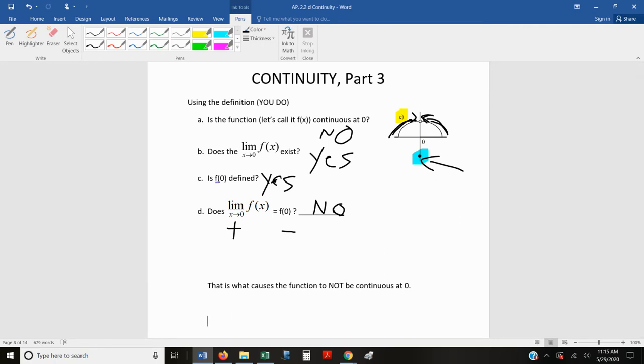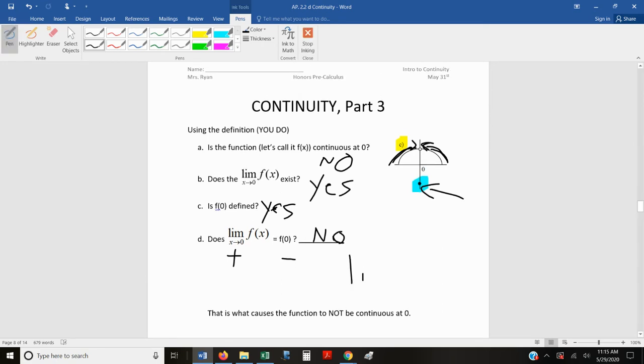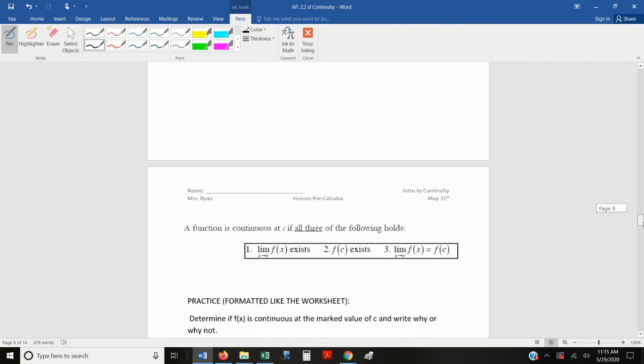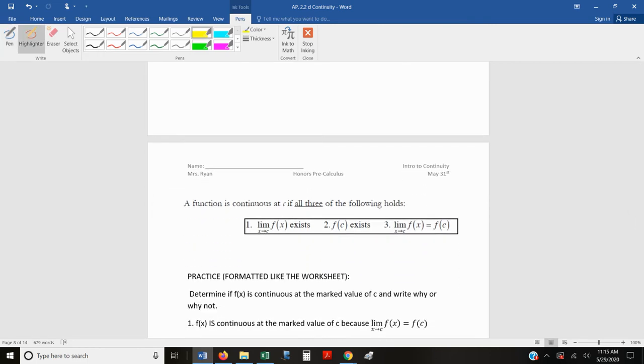So the reason the function is not continuous at 0 is because although we do have a limit, although we do have a limit, it's not equal to the output at 0, and that's why we don't have continuity. So this is the formal definition of continuity right here, and we're talking about continuity at some x value. So it could be any x value, and they just happen to call it c. So you have to have all three things in order to have continuity at c.